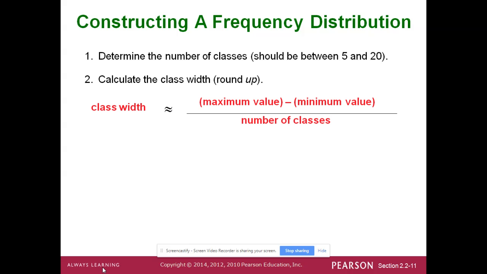Okay? Calculate the class width. This is how you're going to calculate it. Maximum value minus the minimum value divided by the number of classes. So you take your highest data point, IQ of 162.